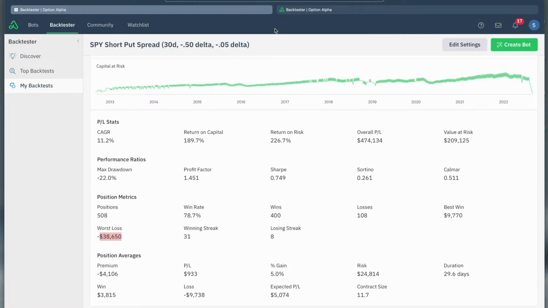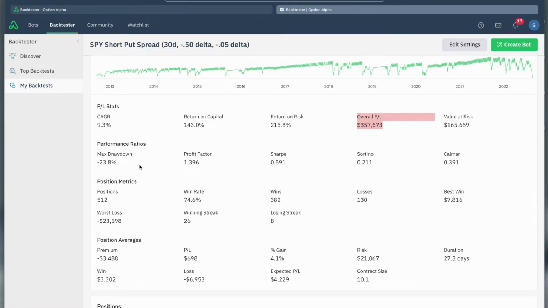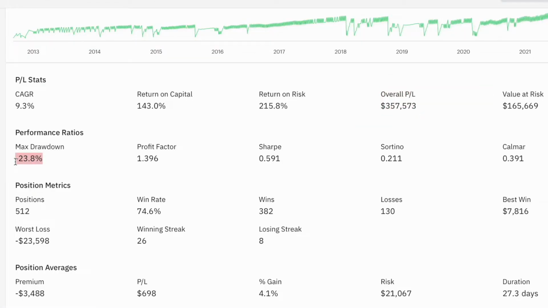So again, back to the new backtest with stop losses, right? The max drawdown was actually a bit worse, right? So in the worst case, you lost 23.8% of your account, whereas in the previous backtest, you lost only 22% of your account. So using stop losses did not improve your max drawdown at all. In fact, they made it worse.